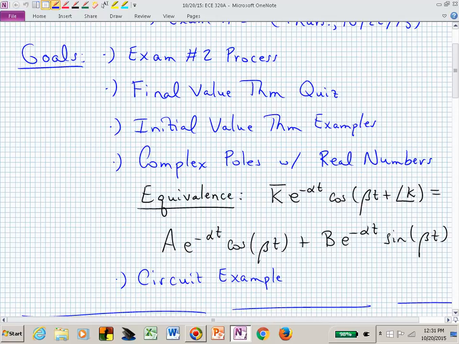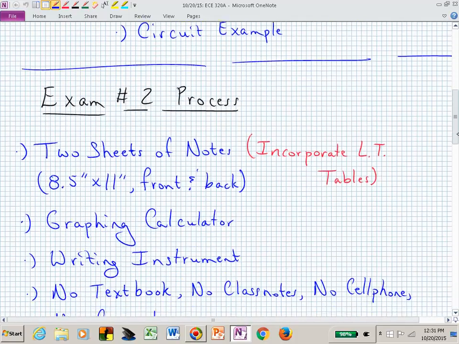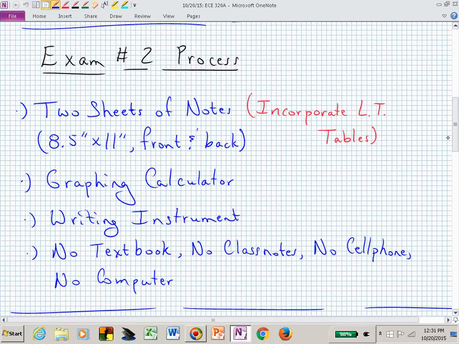Where are these two sums of sines and cosines? Why are they always said to be equivalent to another expression that only has a cosine? We'll try to illustrate how you can move back and forth between those, and then we will look at a circuit example and maybe get into, or at least motivate, chapter 13, the lucky chapter. Here's the exam number 2 process.